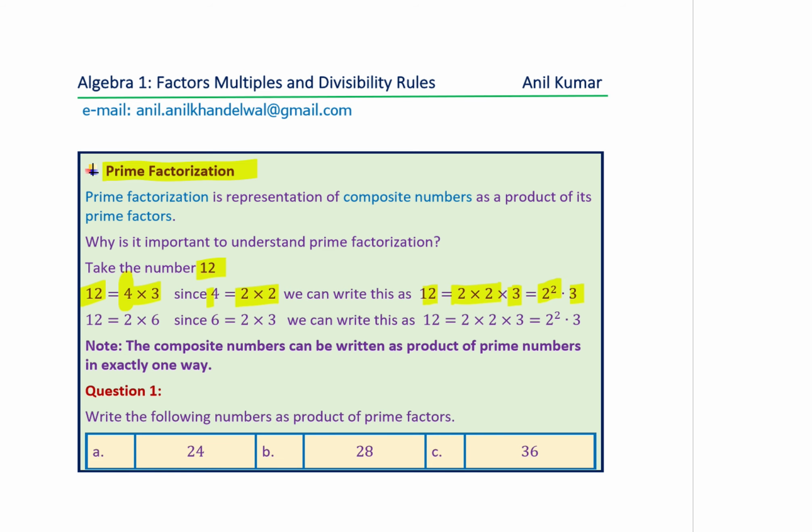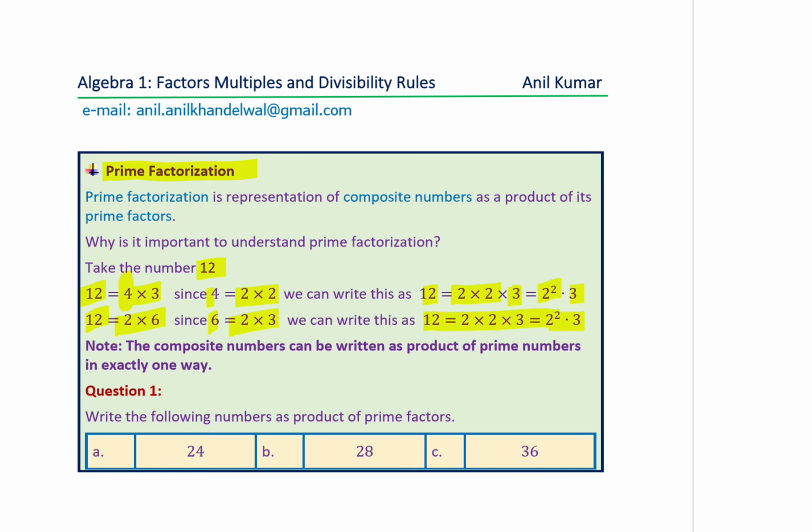Do you see that? Or you could also say 12 is 2 times 6. You could begin from there also, it doesn't matter. And 6 is 2 times 3, and therefore the prime factorization of 12 is again 2 times 2 times 3. We came up with the same result. You get the idea. Correct?